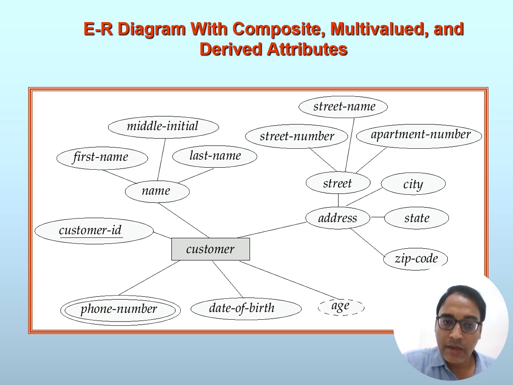Now see the more detailed part. Same customer: customer ID, phone number, date of birth, age. Now see the derived part. I'm putting this age in dashes.